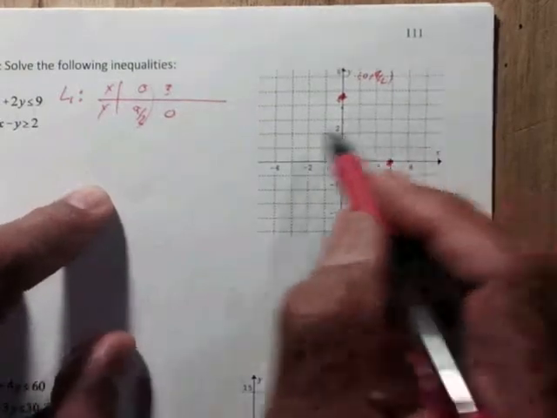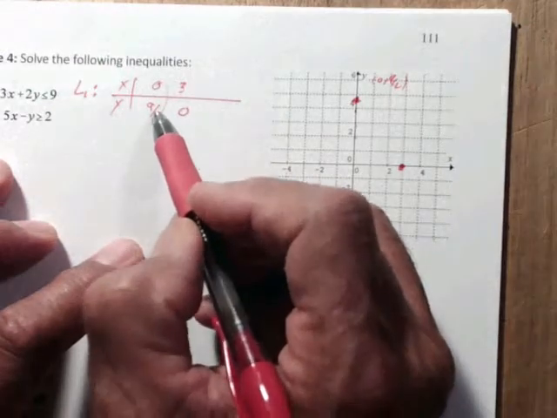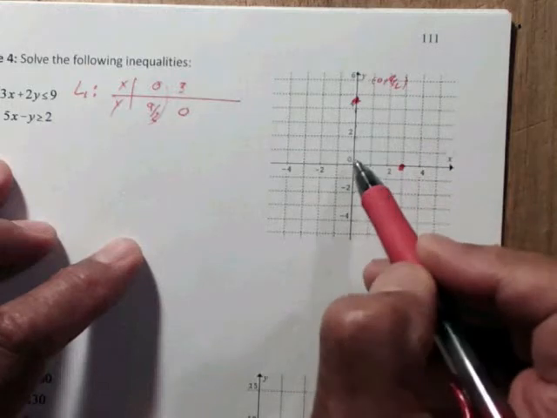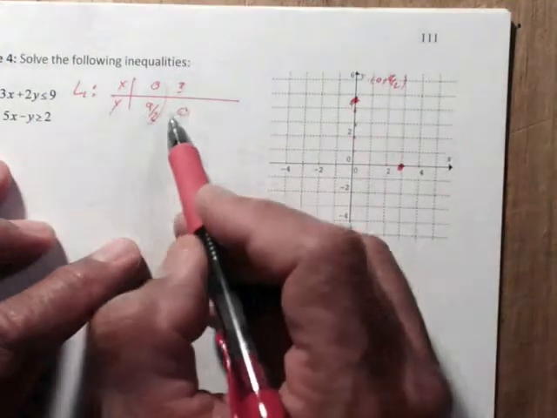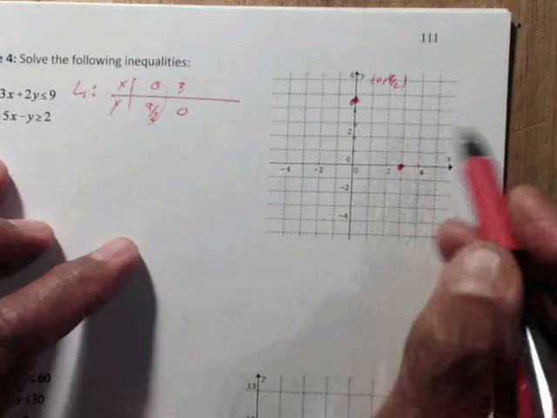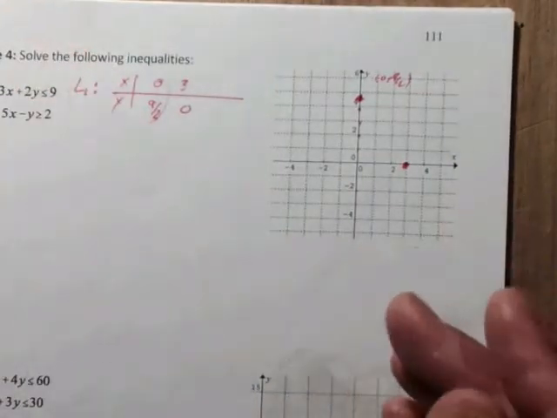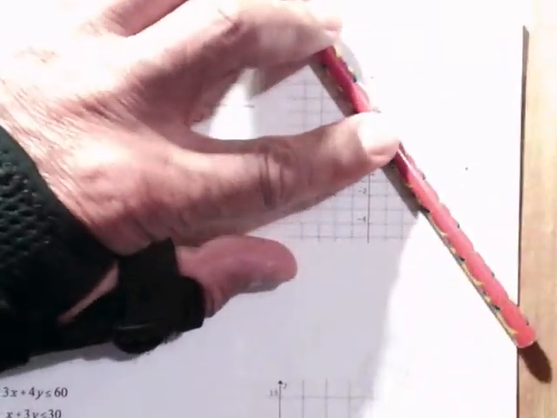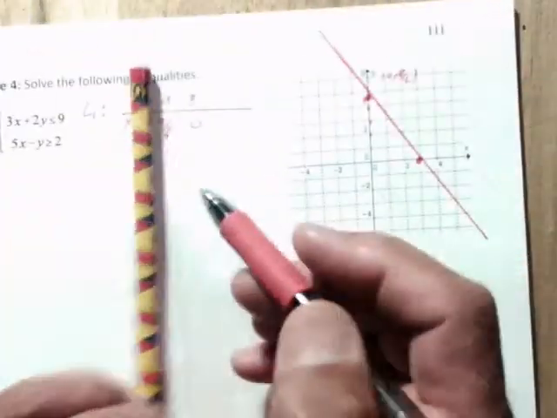So let's do it one more time. Plot this point, 0, 9 over 2, which is 4 and a half. It's right up here, 1, 2, 3, 4, 4 and a half. And then 3 on the x-axis and 0. So what you get, and since you have equality, is a straight line L1. And it's solid because you have equality.